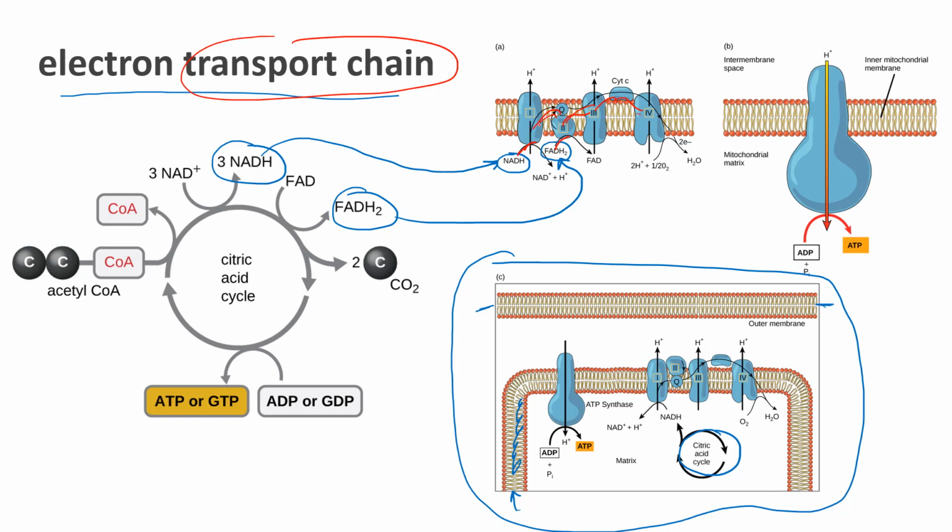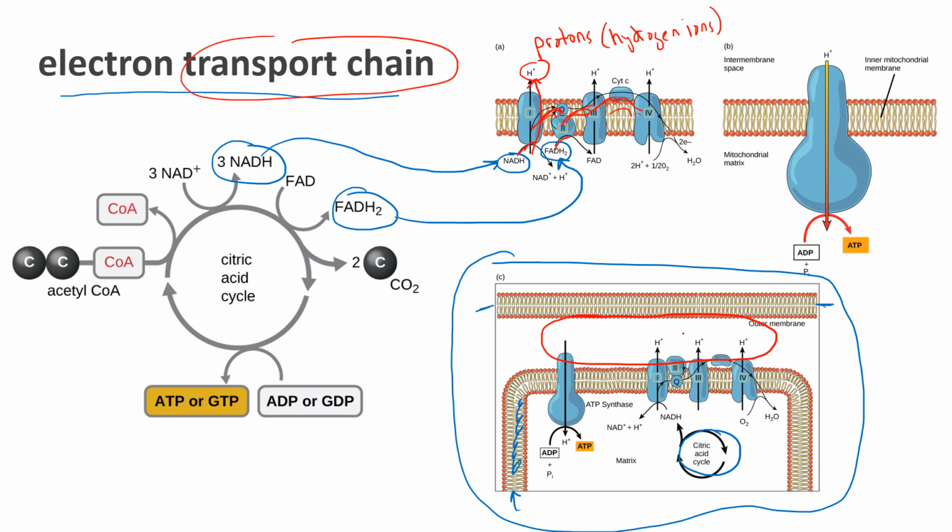these high energy electrons, as they're being passed from enzyme to enzyme, some of the energy that they possess is being used to pump protons, right? So these H pluses are protons. Protons can also be called hydrogen ions, because really they're just a hydrogen atom that has been stripped of the electron. Same thing.